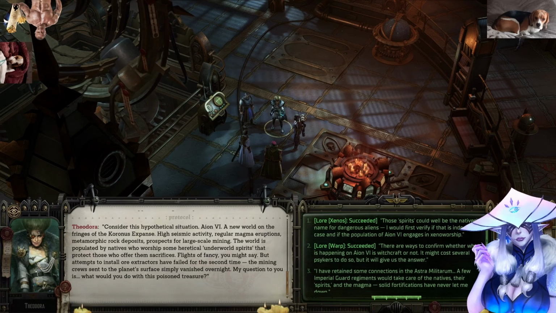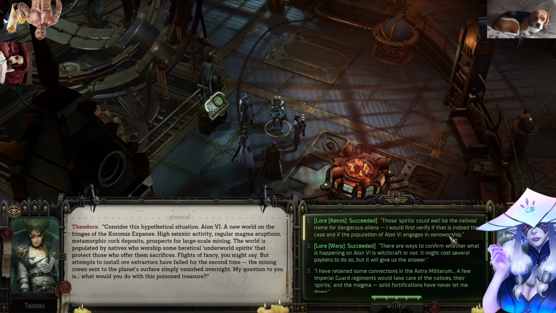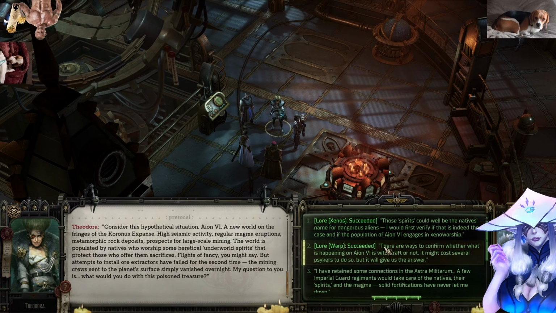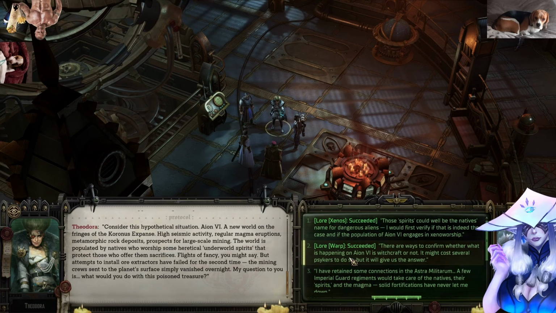Hold on, I need to move Vivian a bit more to the side so we can see the dialogue. Xeno worship. Fucking weebs.